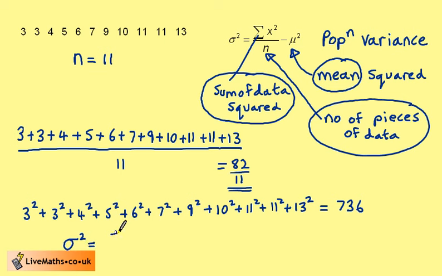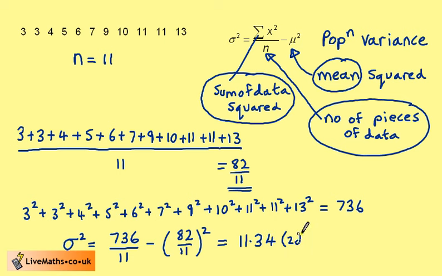The variance is going to be the sum of the data squared, which we've found to be 736, divided by the number of pieces of data, take away the mean, which was 82 over 11, squared. If we calculate this, we get 11.34, correct to 2 decimal places.